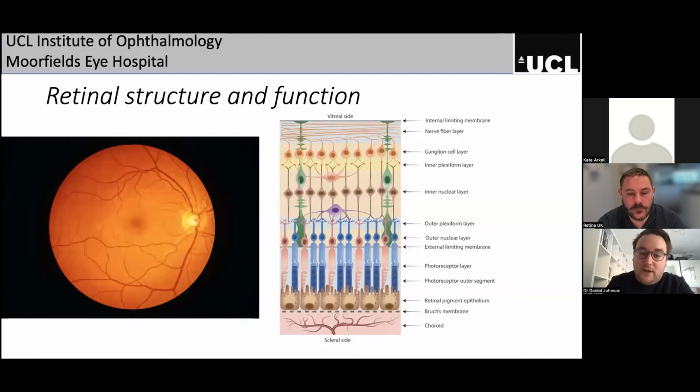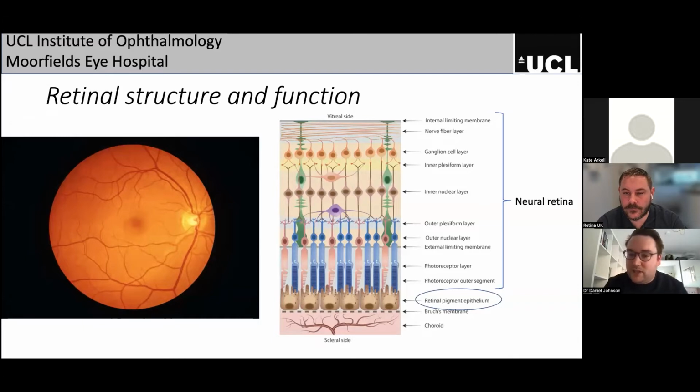Now, if you have a look at the cross section of the retina, despite it being so small, it is highly organized and actually very complex. We divide it really into the neuroretina, which is around 9 layers. Underneath that, you have the retinal pigment epithelium, which is a single layer which helps to provide support to the photoreceptors. So these are the cells which help collect the light in the neuroretina. And then below that, we have the choroid, and then outside of that, the sclera.